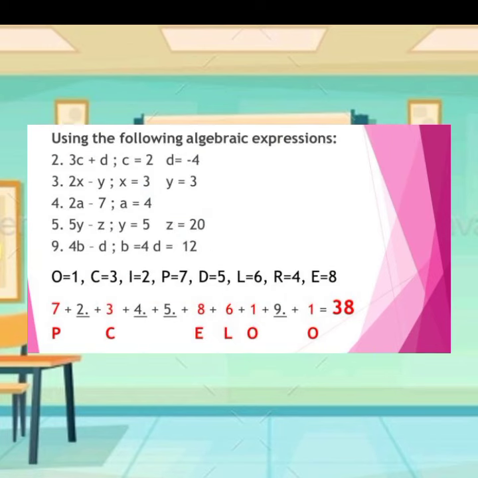You can use the following algebraic expressions below for you to find out the missing letters in the problem. I will give you 3 minutes to finish the activity, wherein this will serve as a group activity. So the score of each member will be the score of your group. Did you follow? So now, let's start our activity. Just raise your answer when I say time's up. The time starts now.